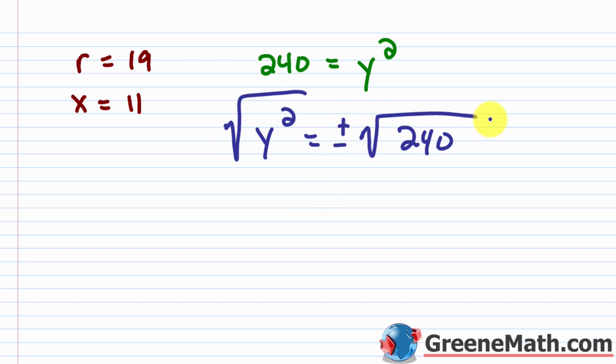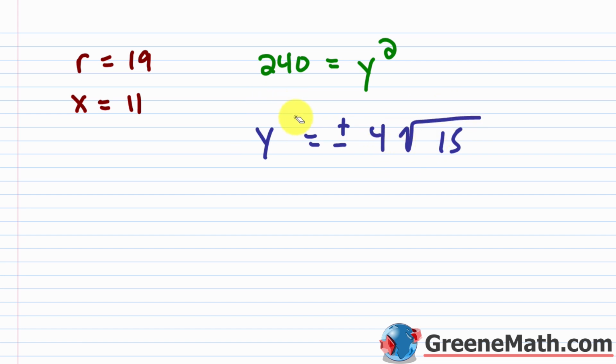So 240, if you take the square root of that, you can simplify, right? Because 240 is 16 times 15. So I could say this is 16 times 15. Square root of 16 is 4. So I could just pull that out and say this is 4 times the square root of 15. But you do have this plus or minus out in front that is a bit problematic here.